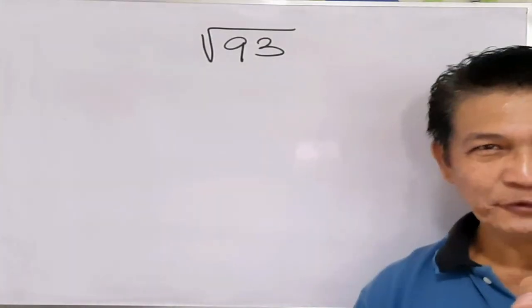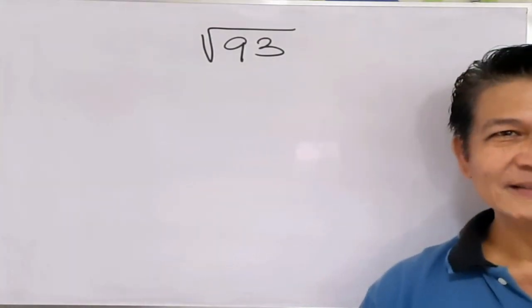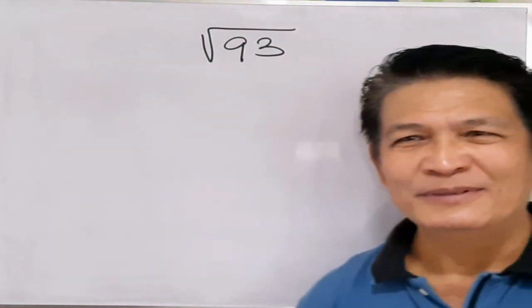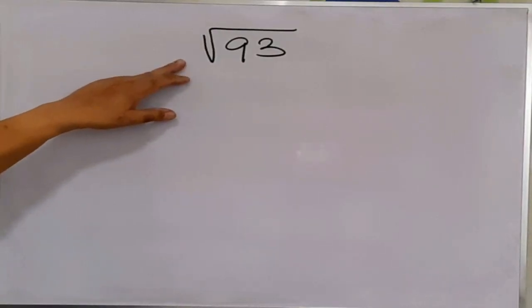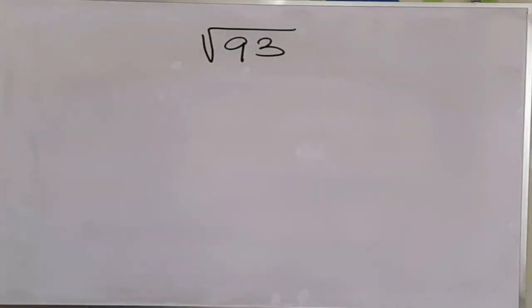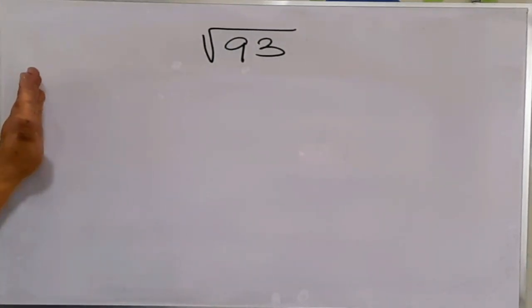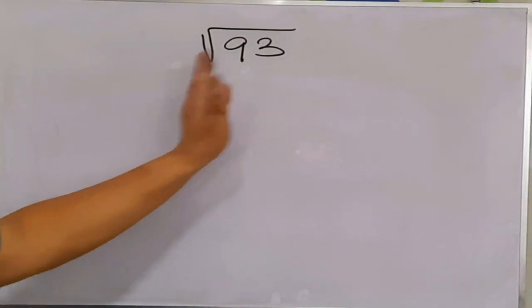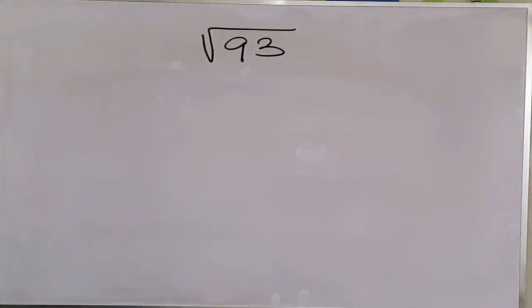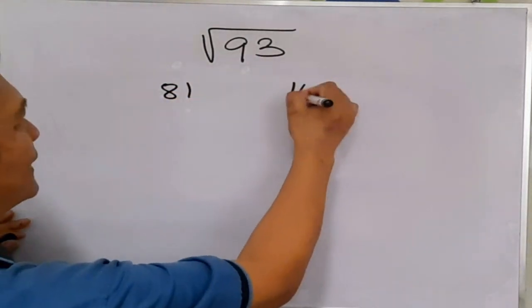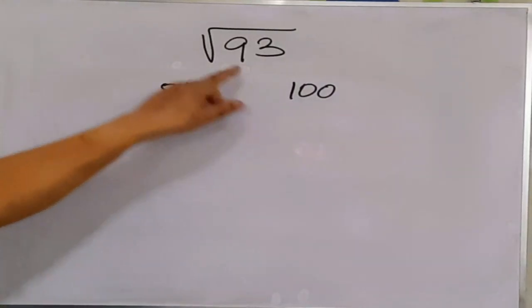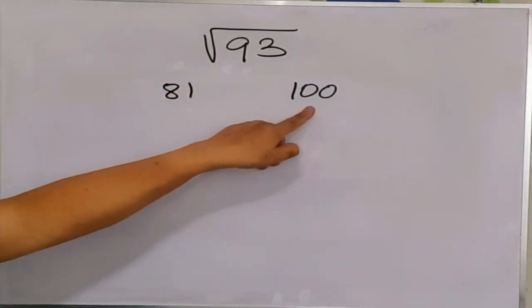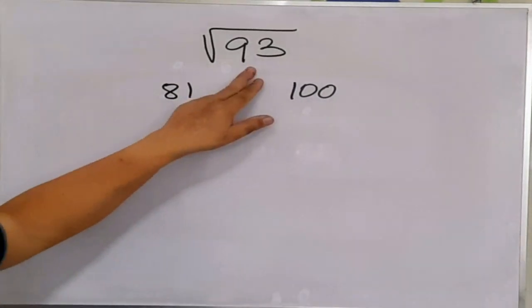What is your answer? If you got 9.65, that means you got it correctly. Now let's solve. What is the perfect square closest to 93? We have either the perfect square lesser than 93 or the perfect square more than 93. The perfect square lesser than 93 is 9 squared, which is 81, and 10 squared is 100. Since 100 is closer to 93, we will use the perfect square closer to our given number.